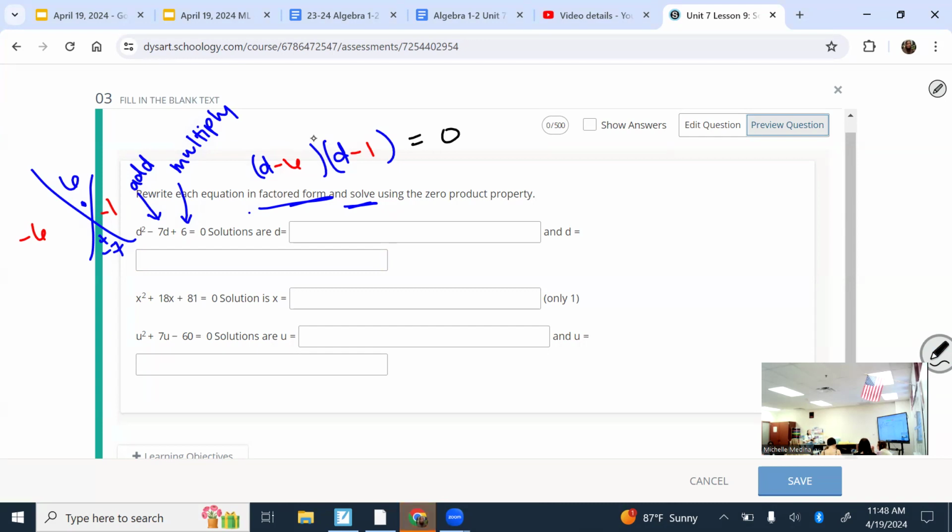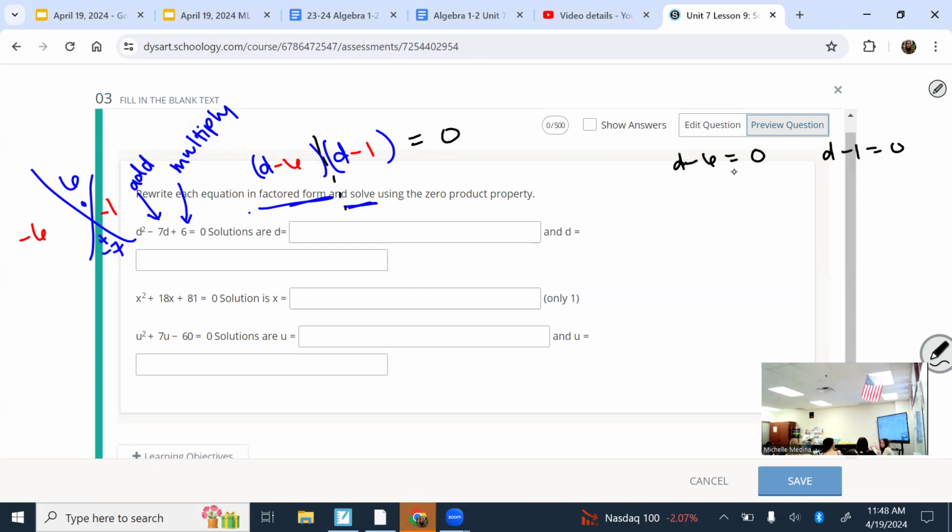That means that for each parentheses that we're multiplying together, you need to figure out what the variable has to be to make this one 0. Because if I have two things multiplied together and it gives me 0, one of those things must be 0. You set each factor equal to 0 and solve them separately.